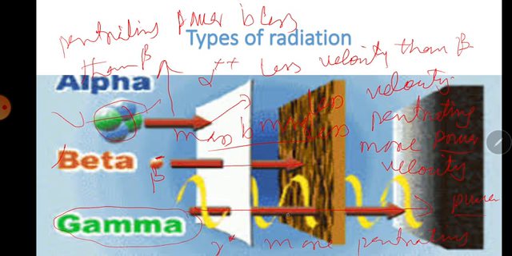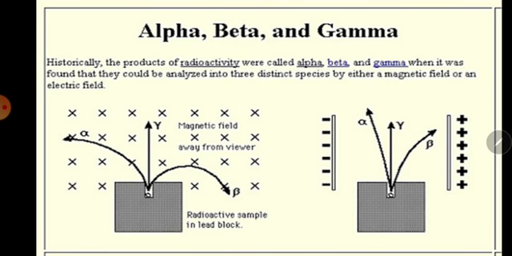So beta particles are less ionizing as compared to alpha particles, and alpha particles have greater ionizing power due to double positive charge. Gamma rays are neutral, less ionizing than alpha.